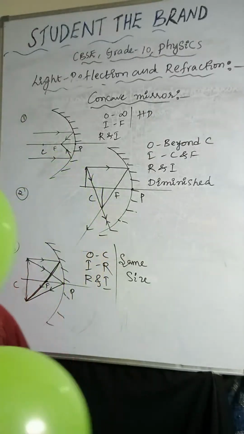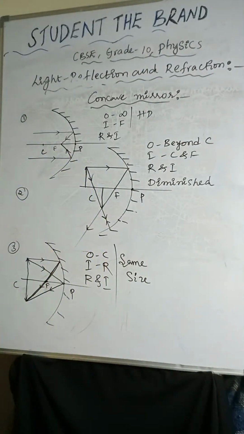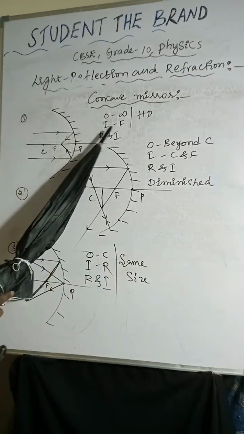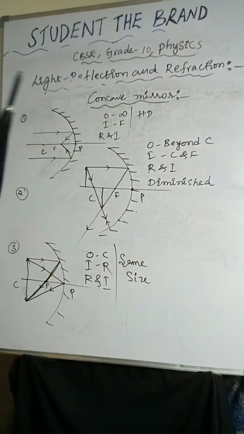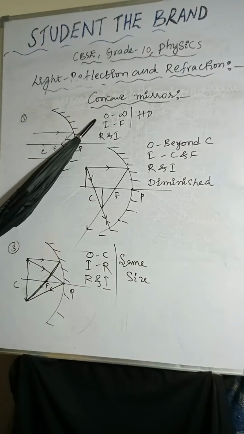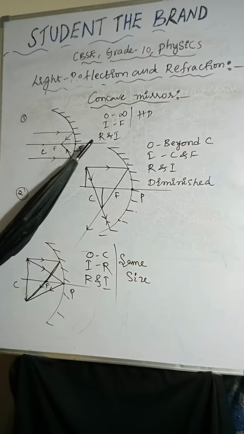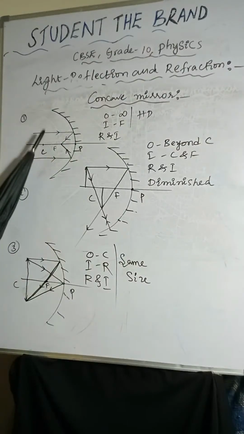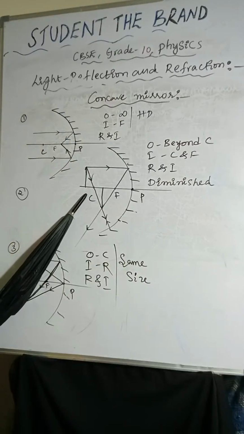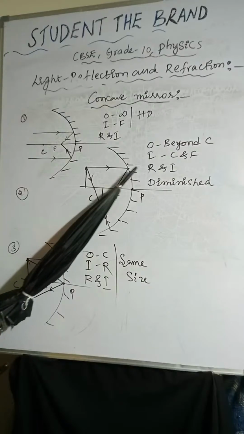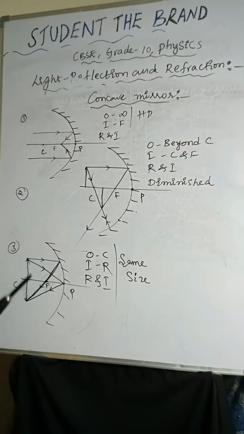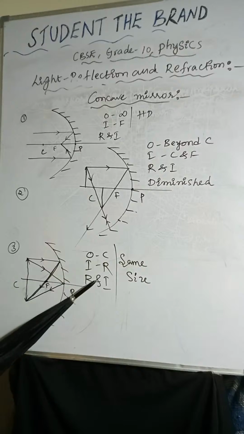So once again check here. You can take a look. Object is placed at infinity. Image is forming at focus. Nature of the image is real and inverted, and size of the image is highly diminished. Object is placed beyond center of curvature. Image is forming between C and F. Nature of the image is real and inverted and diminished. Here object is placed at C. Image also will form at C. Nature of the image is real and inverted and same size. Right? I hope it is very clear.